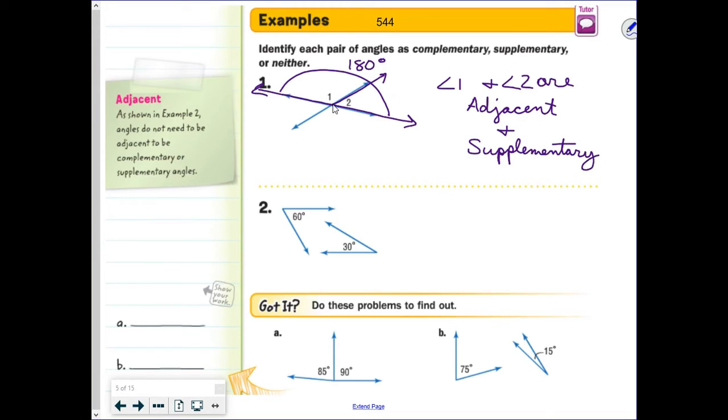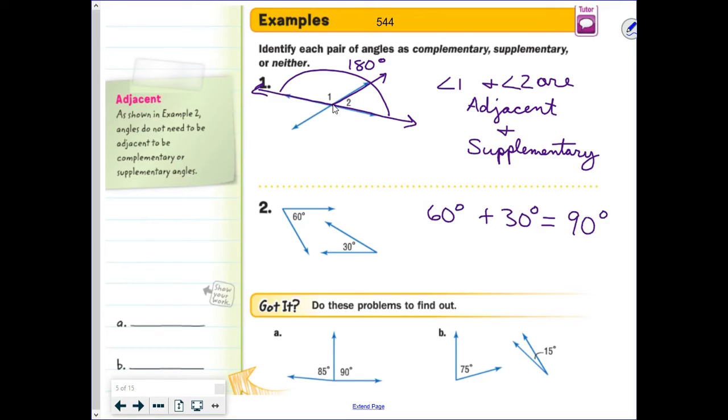Take a look at example number 2. Now you can see that these two angles here, they're not adjacent. They're not touching each other. They're two separate angles. But you can see that one of them is 60 degrees, and another is 30 degrees. So if I take them and add them together, 60 degrees plus 30 degrees equals 90 degrees.